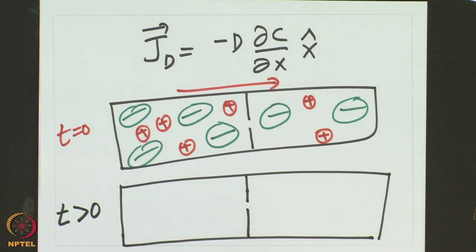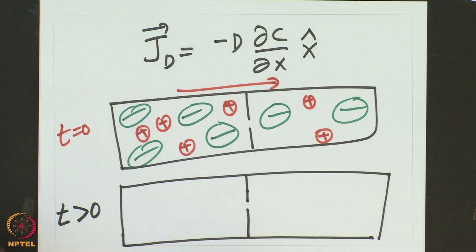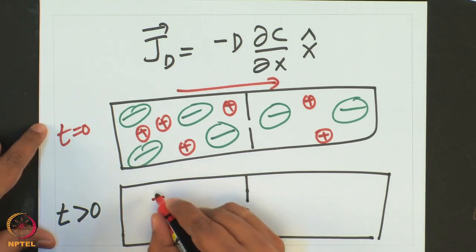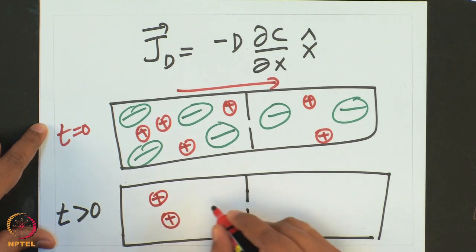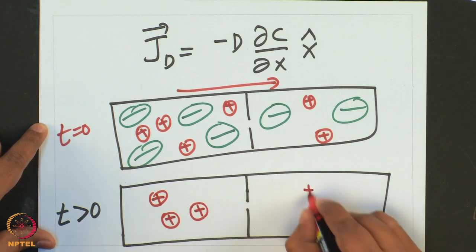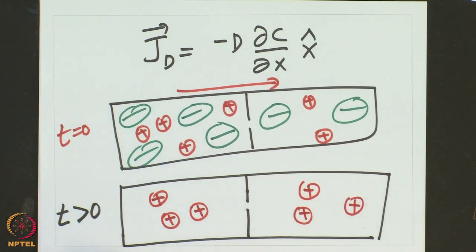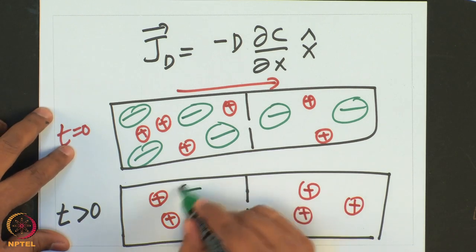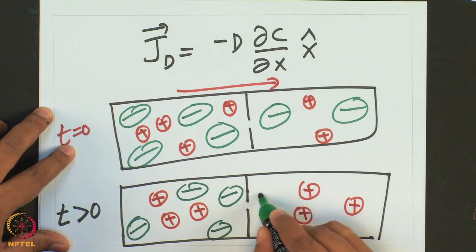Things will diffuse. After the diffusion, some plus charge would be on this side. So, you would have a different number of plus charges here and a different number of plus charges here, and on the other hand, minus cannot diffuse, so that would remain the same.